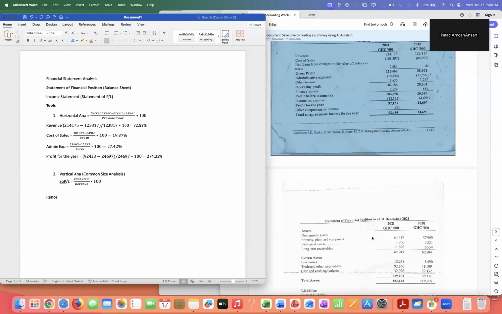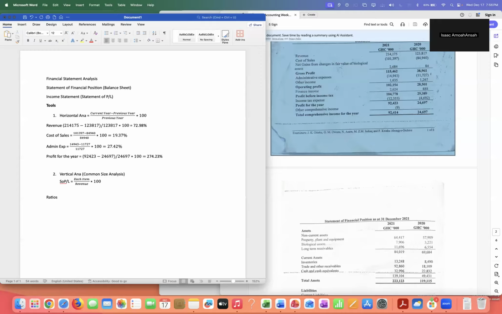So let's take time and then understand the formula in respect of the statement of profit or loss. For profit or loss, we can do a common size analysis for all the items that exist here, from revenue up to total comprehensive income. But unlike horizontal analysis, where we can only see growth in the items for just a year, if we come to vertical analysis or common size analysis, we can work out for 2021 separately from 2020.